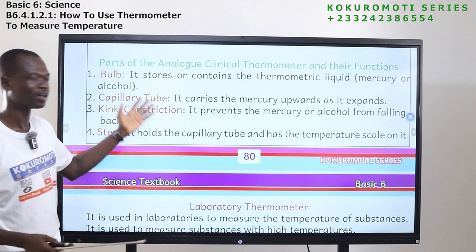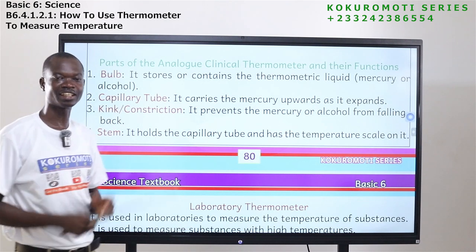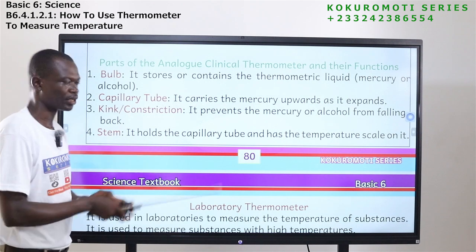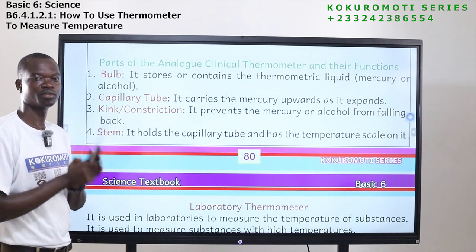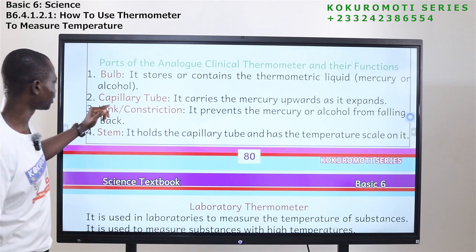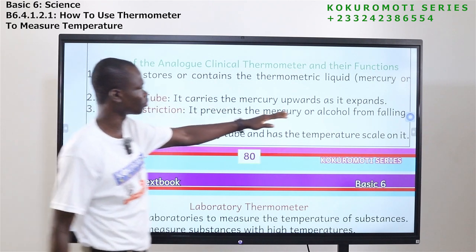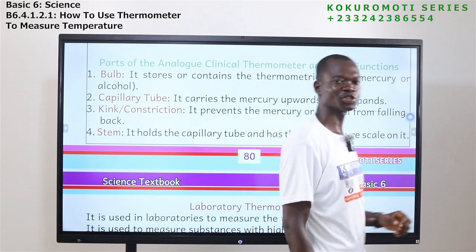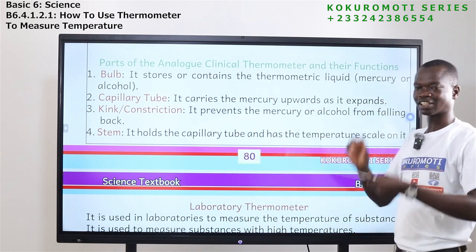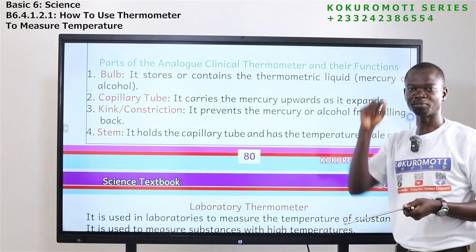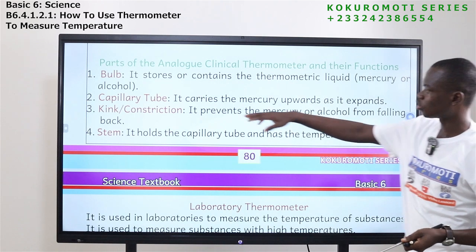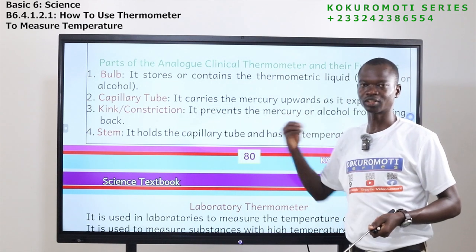So the bulb, what it does is it stores or contains the thermometric liquid. We are talking about alcohol or mercury. The next one is the capillary tube. It carries the mercury upwards as it expands. So the tubes are two. The small one, where the mercury or the alcohol is, that small one is called the capillary tube. It contains the mercury.